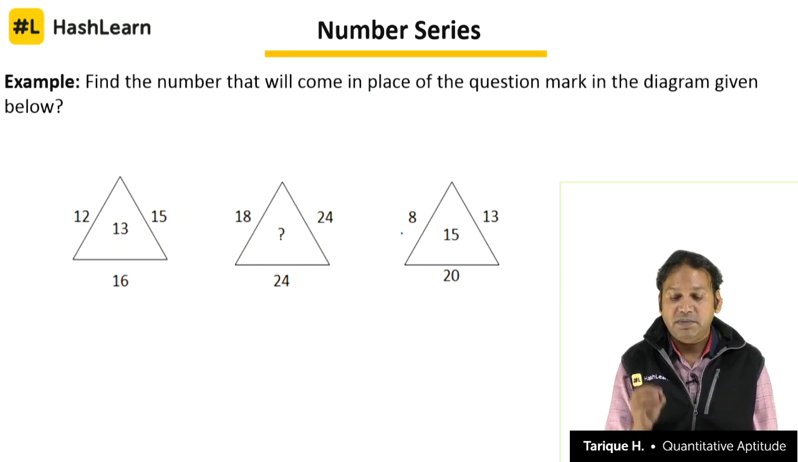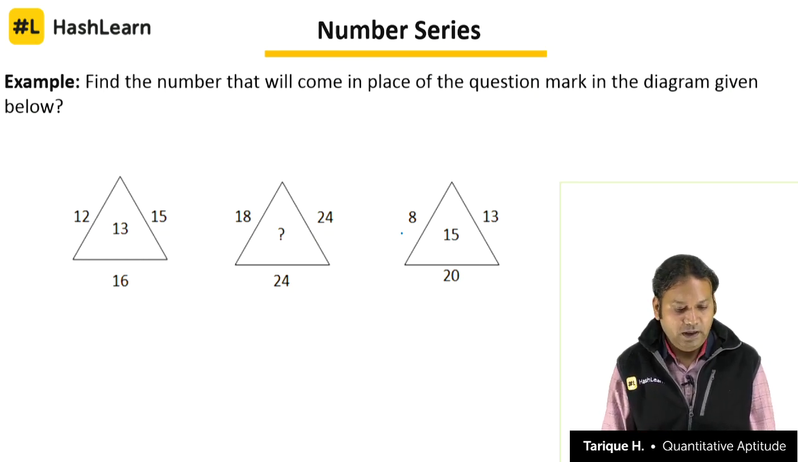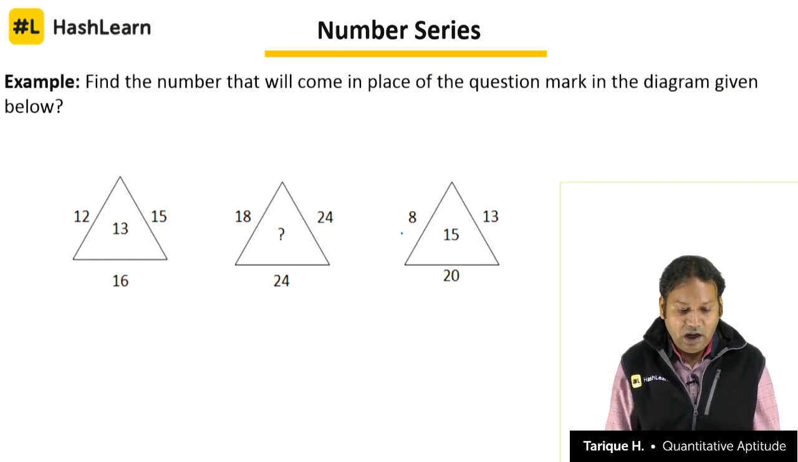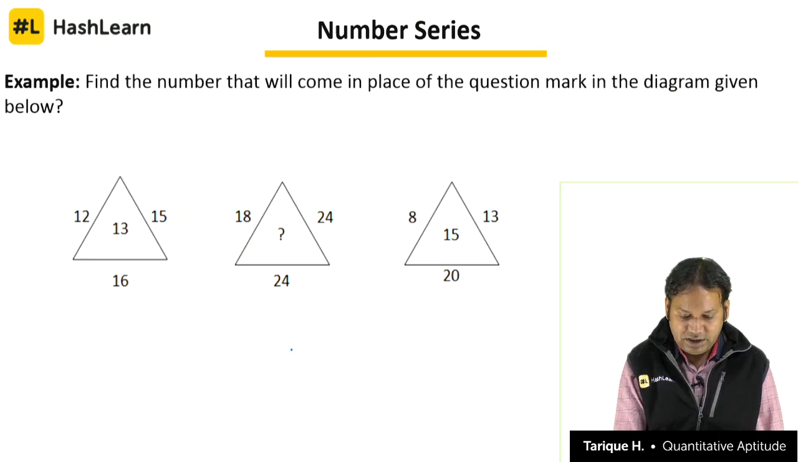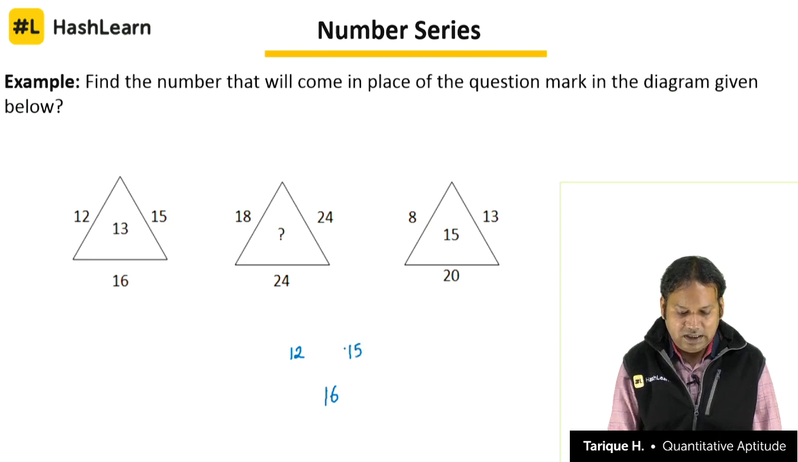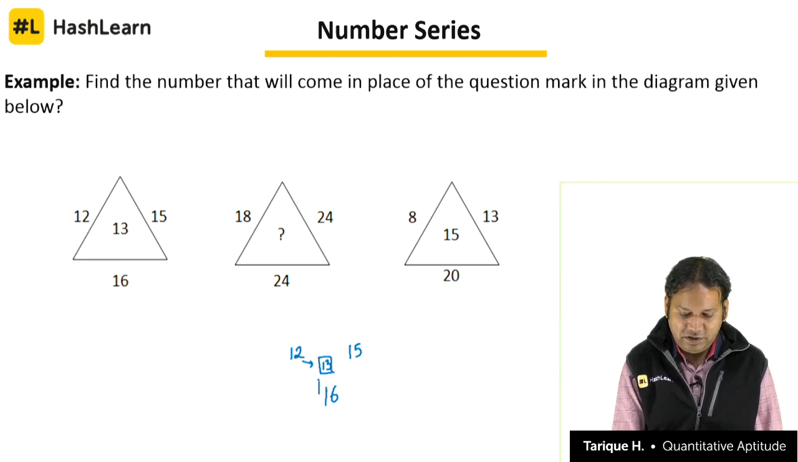So numbers देख के within 8-10 seconds you have to predict what could be a possibility. 16, 12 and 15. How do I use these numbers? Now this looks clear that okay, 13 is a number in the center. So 13 is 12 plus 1, 16 minus 3, and 15 minus 2 is 13.